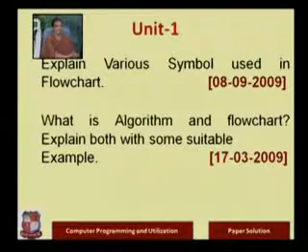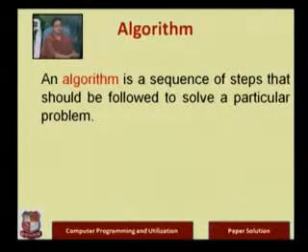Then next question that was asked from Unit 1, and many of the paper it was asked, explain various symbols used in flowchart. Even you have one question, what is algorithm and flowchart? Explain both with suitable example. Now in this case, when you are explaining about algorithm, what is an algorithm? It is a sequence of steps that should be followed to solve a particular problem, right?